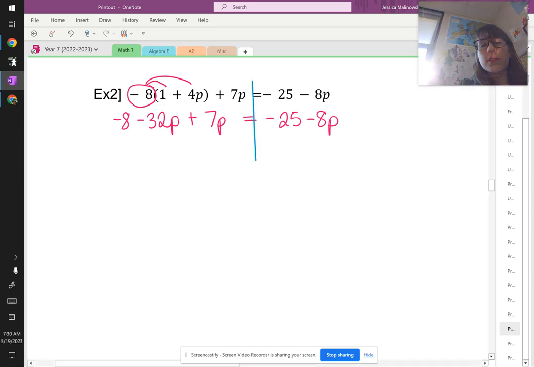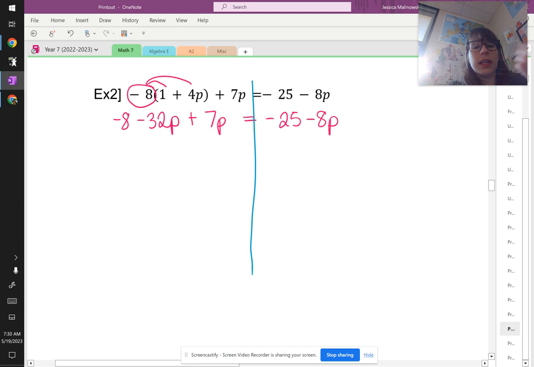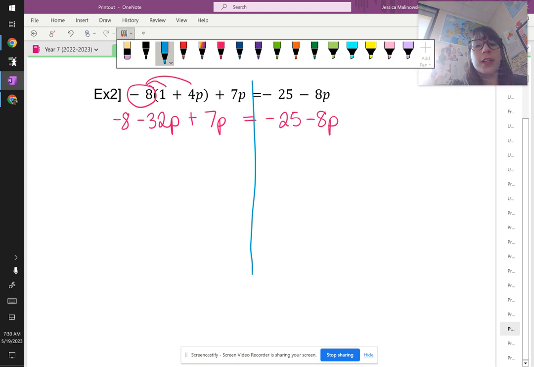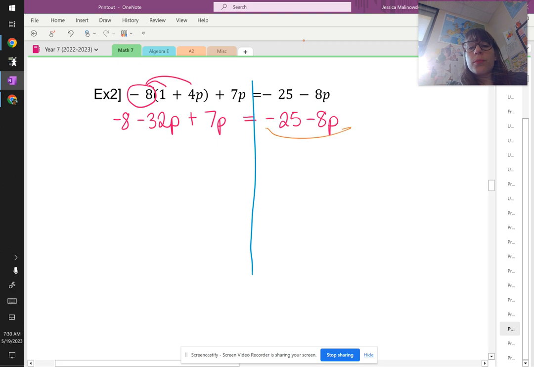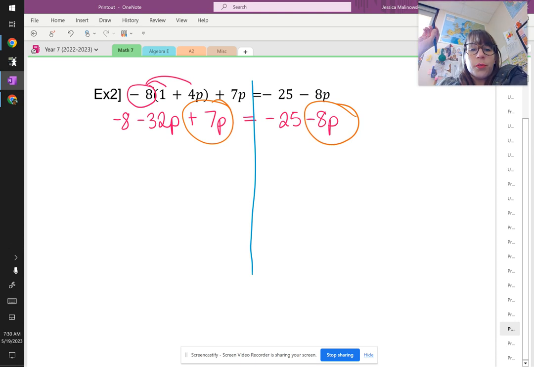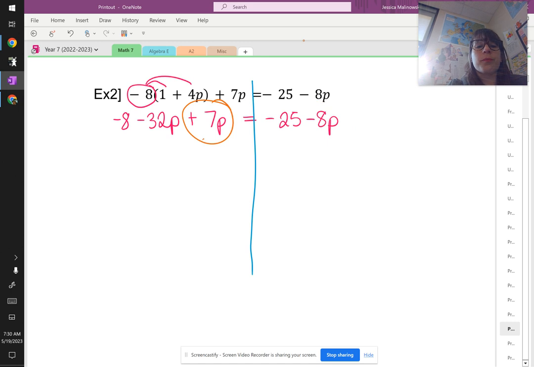Drawing my line down the center, like all of you are thinking I'm forgetting, because I'm really good at forgetting that. Okay, now no like terms to combine over here. When you think you might want to combine those, because the plus 7p and the minus 8p are like terms, we can't combine those because they're on the opposite sides of the equal sign. We'll have to deal with inverse operations to move those over.